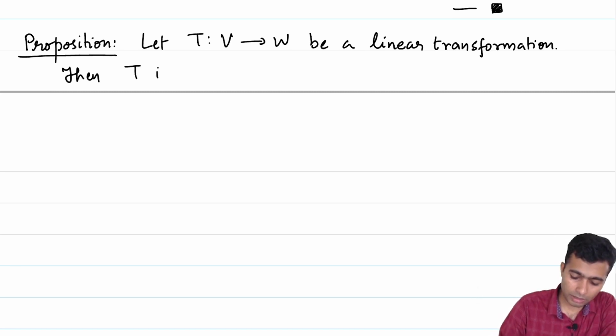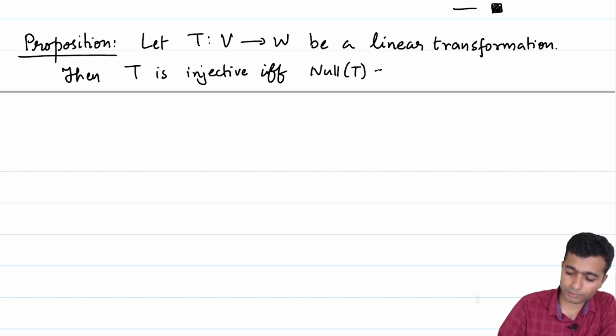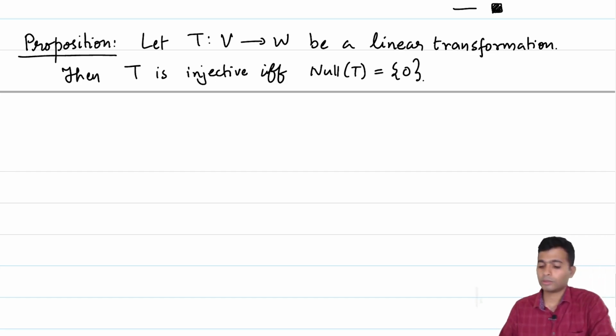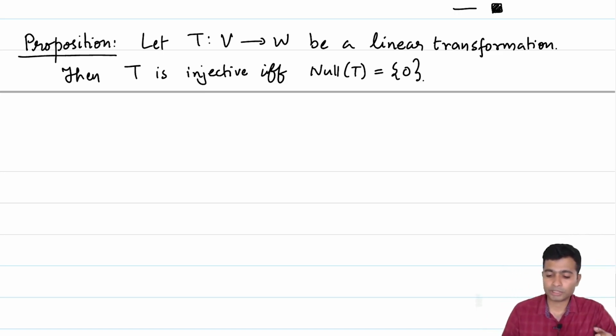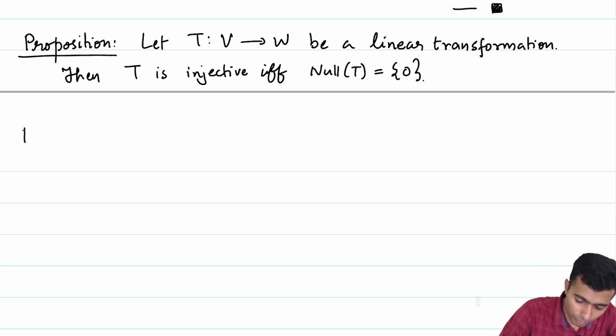Then T is injective if and only if null of T is equal to 0. So, the null of T being 0 captures information about whether T is injective. This is an if and only if statement, so let us give a proof of that.